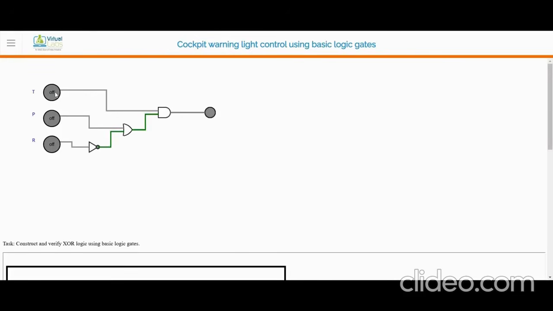As the temperature is high, the warning light is turned on. When pressure and RPM are high, the warning light is still turned on. When temperature is low, the warning light is automatically turned off. Or when pressure is low, the warning light is automatically turned off. So that's it about our cockpit warning light control system.